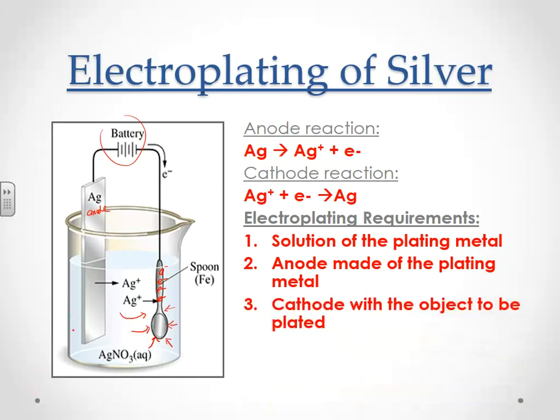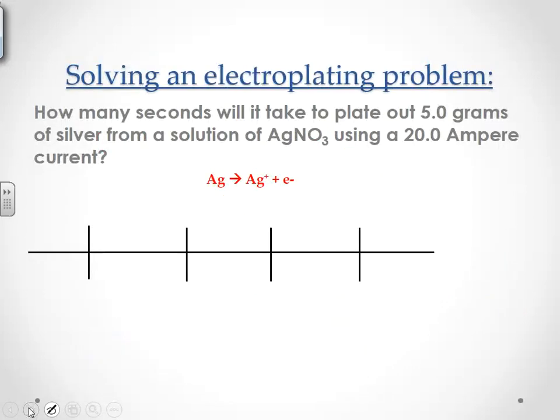The cathode is the object that we want to be plated. It can be any other type of metal that you have. In this case, we have an iron spoon. And the fourth thing you need is a source of current. That's your power source, because remember, these are non-spontaneous reactions and they have to be powered by an outside source. We'll look at that a little bit more in class.